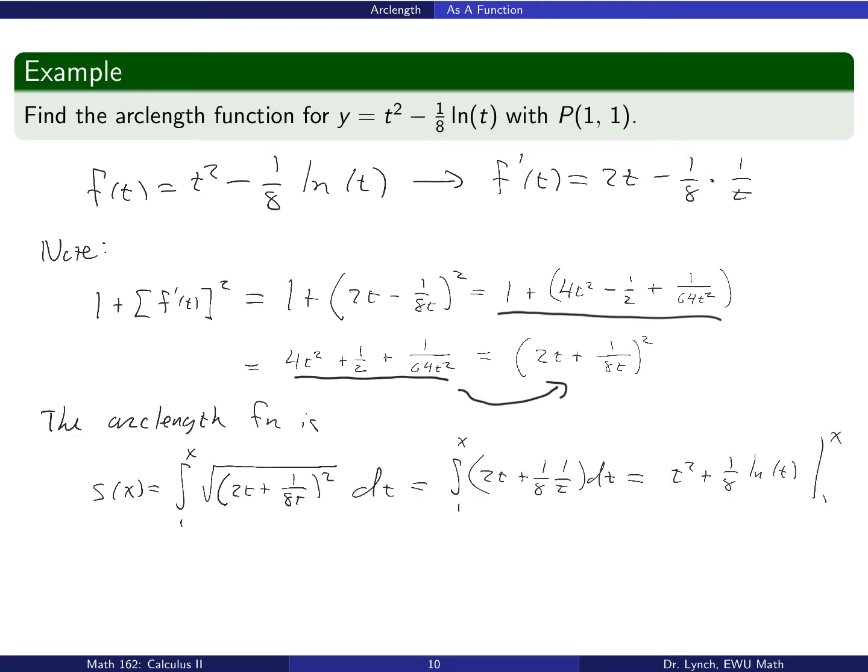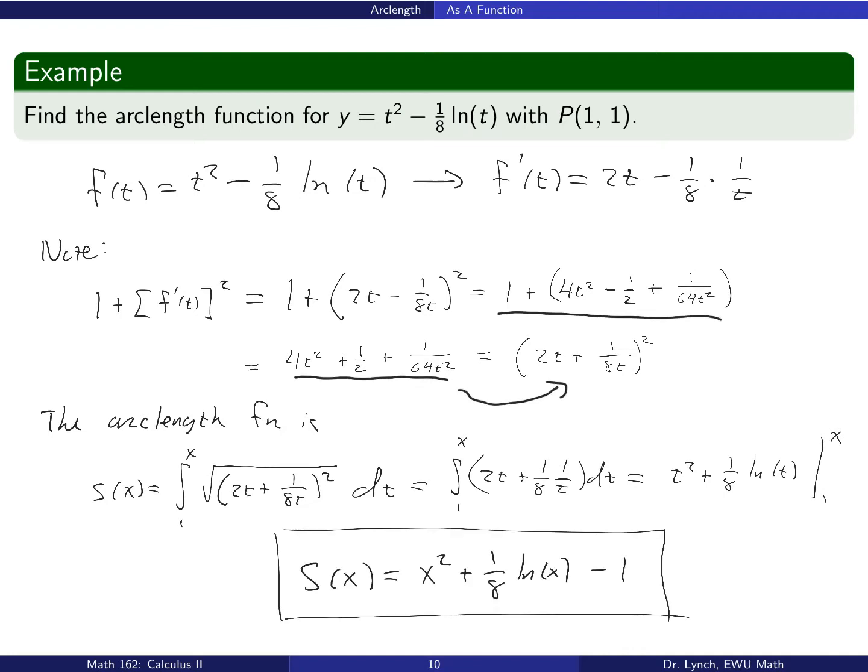So here's our arc length function. The arc length function s of x is the integral from 1 to x of the square root of the quantity 2t plus 1/8t, all squared. So we end up here with t squared plus 1/8 times the natural log of t evaluated from 1 to x. This is a quick fundamental theorem of calculus evaluation, and we can identify the arc length function here as x squared plus 1/8 times the natural log of x, minus 1.